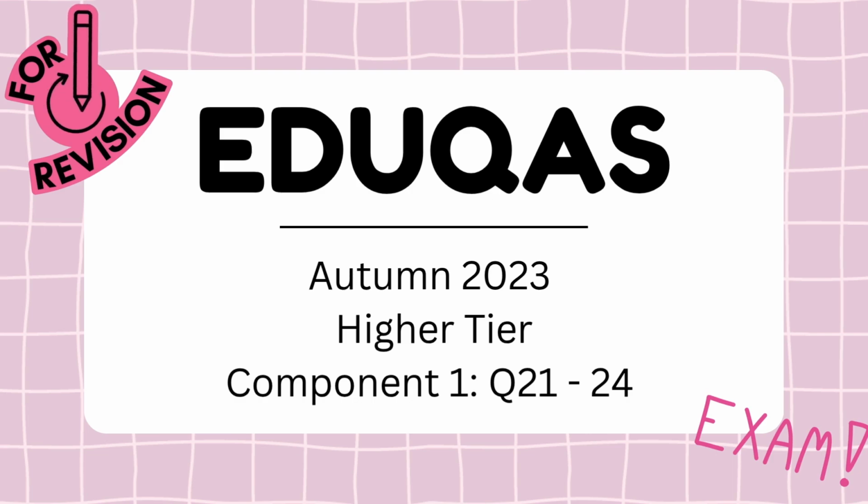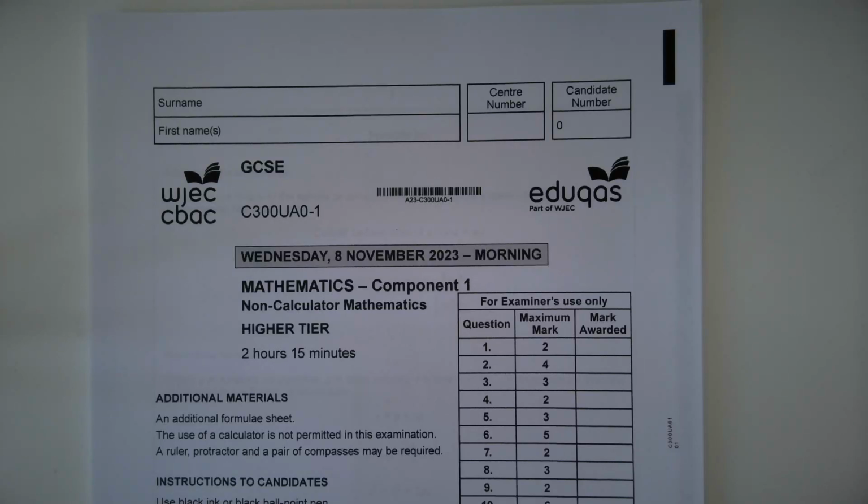Hi there. This video is an exam paper walkthrough of the Eduqas GCSE Mathematics Higher Tier Component 1 paper from autumn 2023. This paper is worth 120 marks in total, and this is the fifth video of 6. It will focus on questions 21 to 24, which account for 19 of these marks.